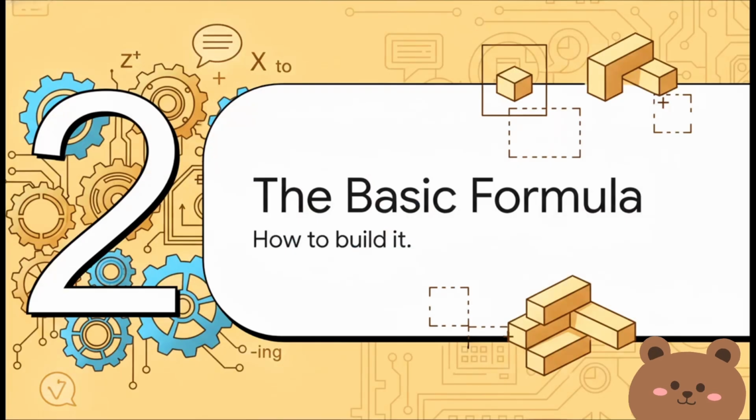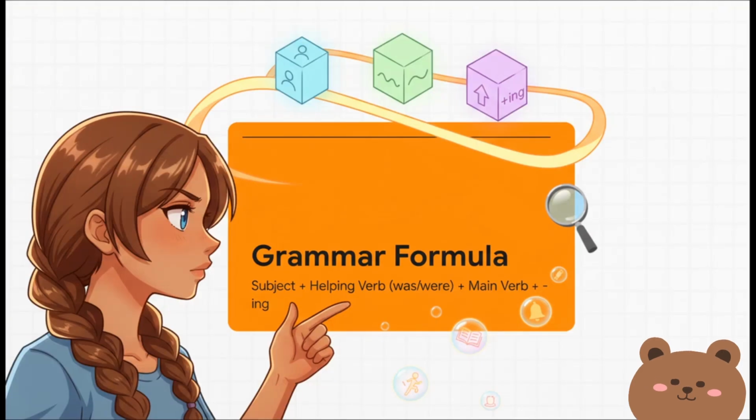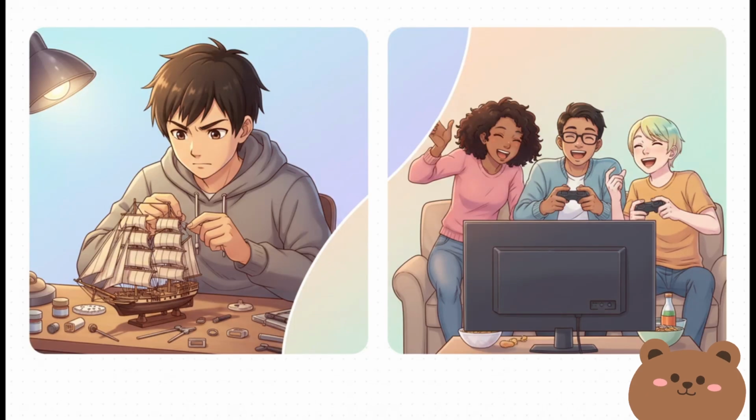All right, so now that we know what it does, let's pop the hood and see how it works. And the good news, it's really easy. There's a simple, repeatable blueprint you can use to build this tense every single time. And here it is. It's really just 3 little building blocks. You start with your subject, the person or thing doing the action. Then you add a helper, either was or were. And to finish it off, you just take your main verb and slap ing on the end. That's it.